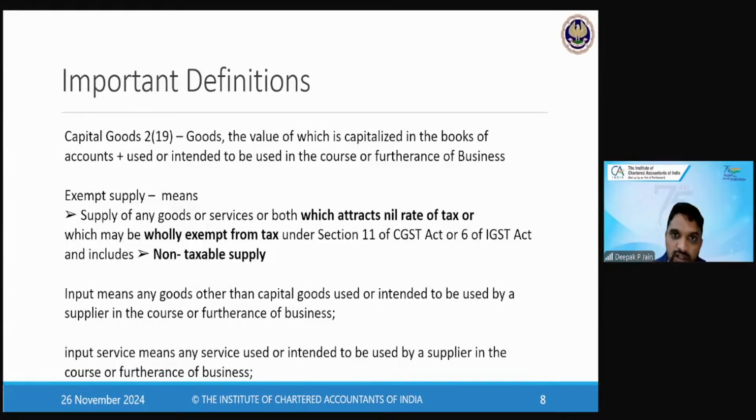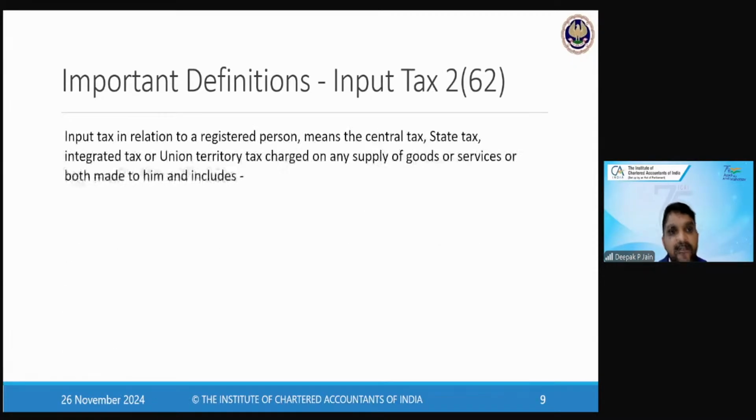These definitions of inputs and input services are important because when we read the chapter of input tax credit, we will refer to these terms very often. So when we say inputs, it would mean goods. When we say input services, it would mean input claimed on the services. Just inputs means on the goods. And when you say input tax credit, it means tax of everything: goods, services, and capital goods. Everything put together is called input tax credit.